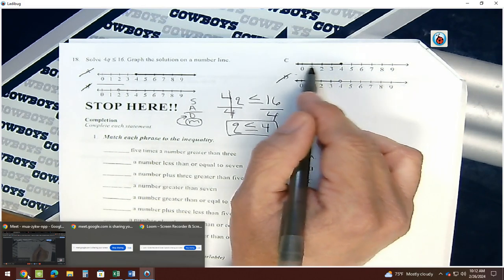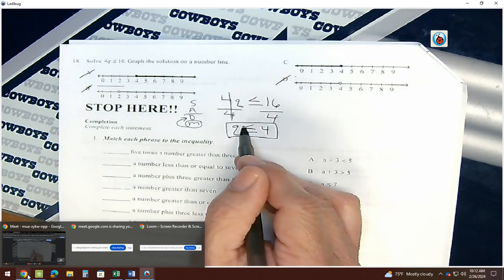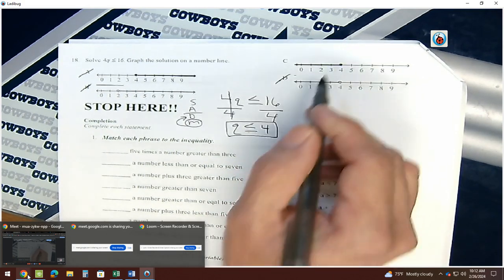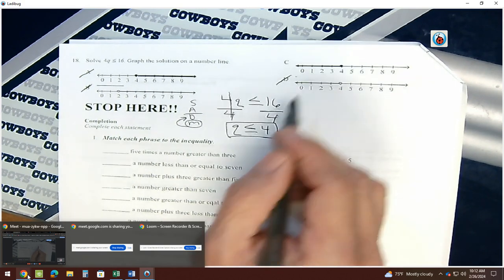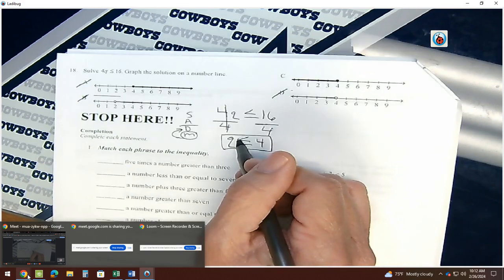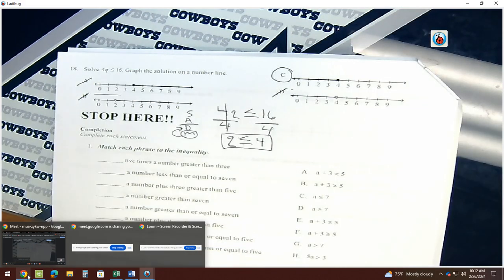What's a possible answer in this graph? What's the first possible answer? 4. Is 4 less than or equal to 4? Yes, it's equal. Another possible answer, 3. Is 3 less than 4? Yes. Is 0 less than 4? Yes. The answer is C. Good job, Juan. Juan quickly got that the answer was C.